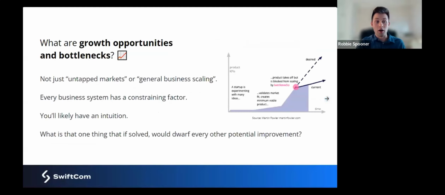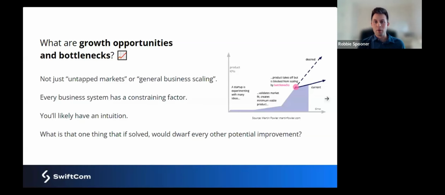So what are growth opportunities and bottlenecks? We're not just talking untapped markets or general business scaling. We have the belief that every business system has a constraining factor. And once that constraining factor is lifted, growth will continue until the next constraining factor is hit. You'll likely have an intuition about what that is.